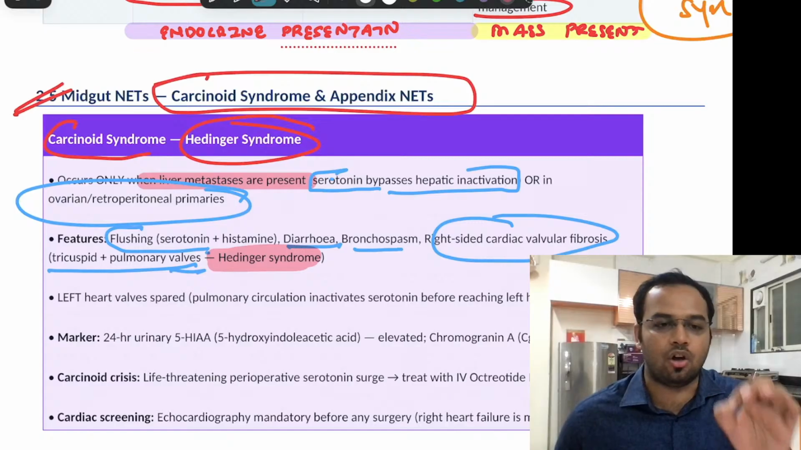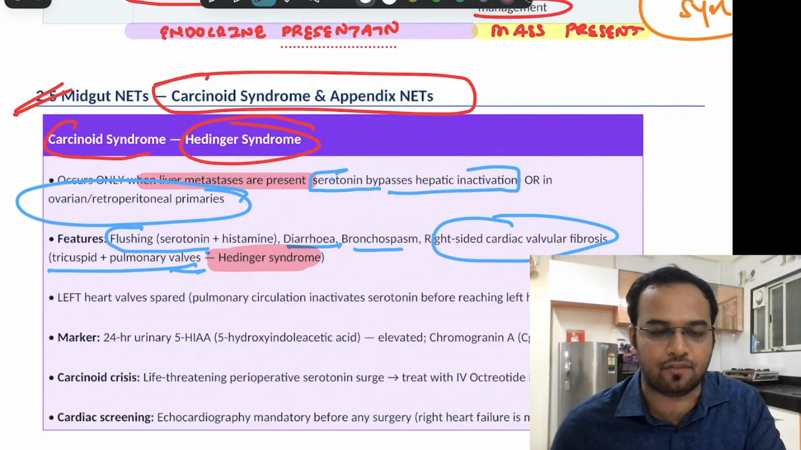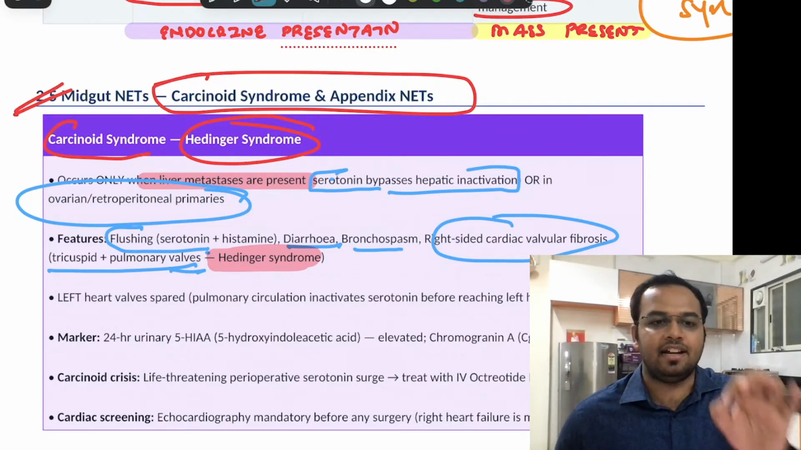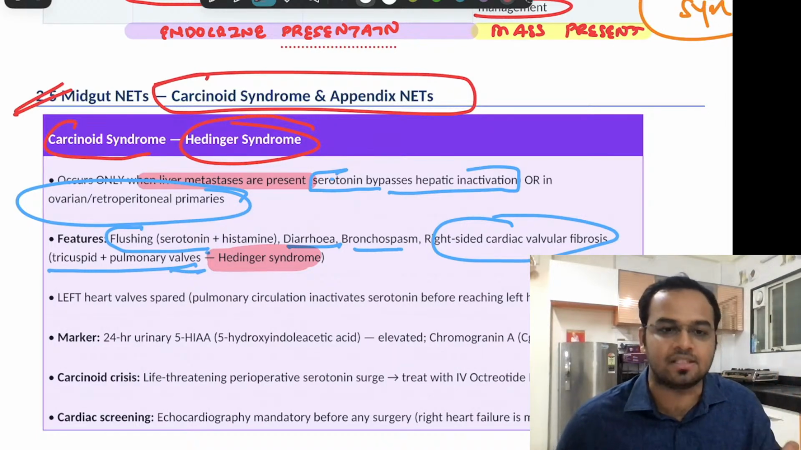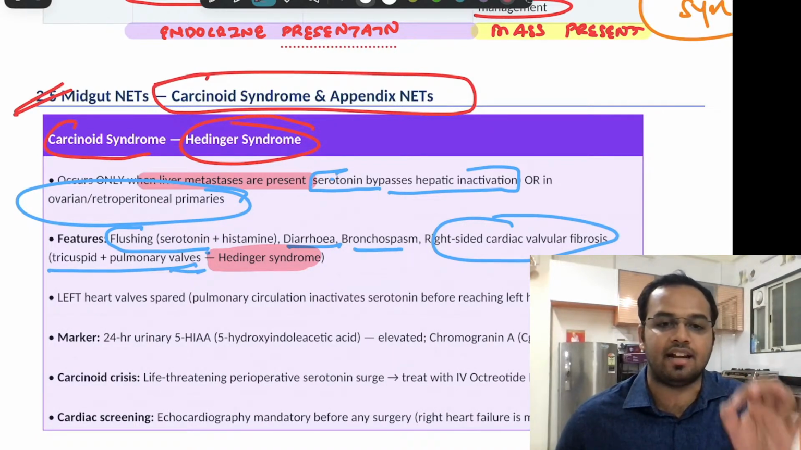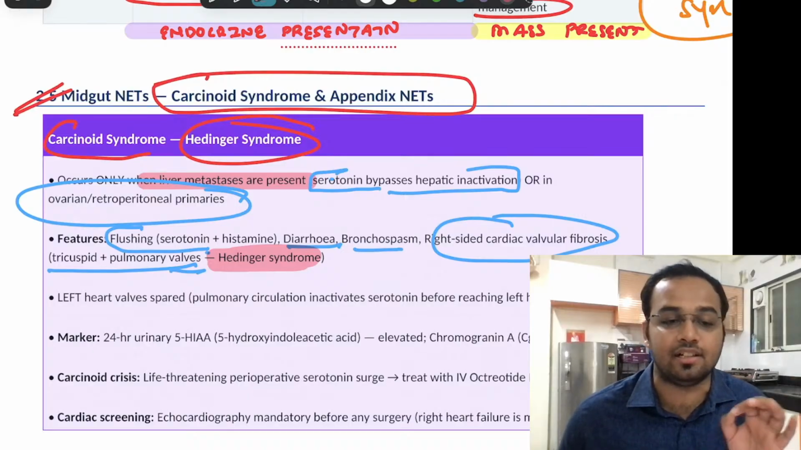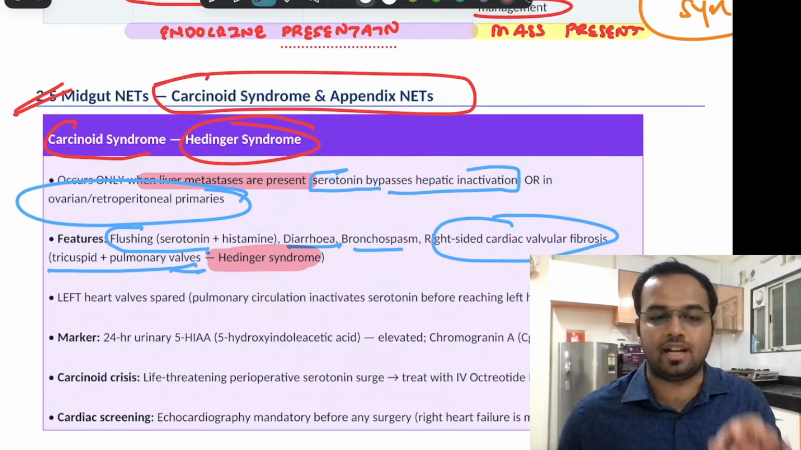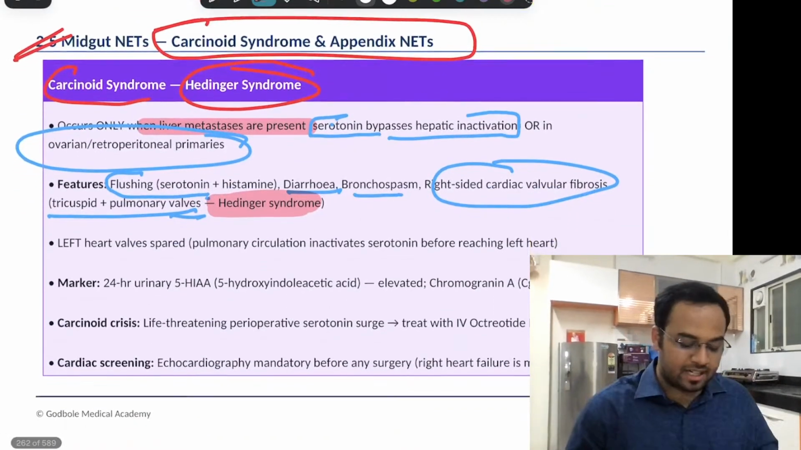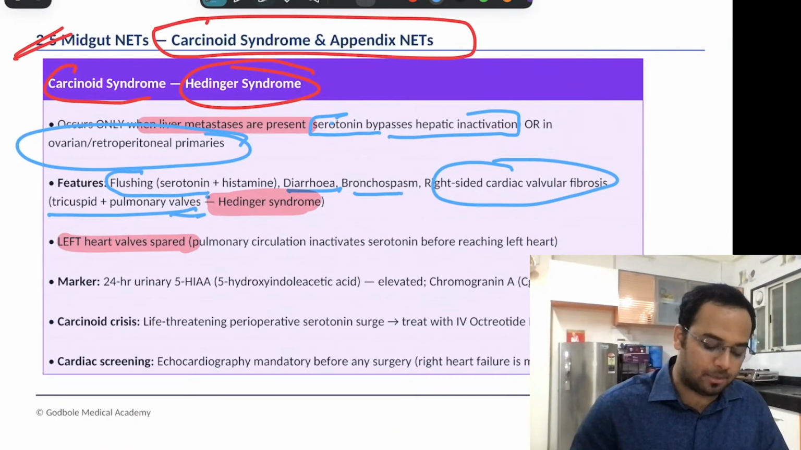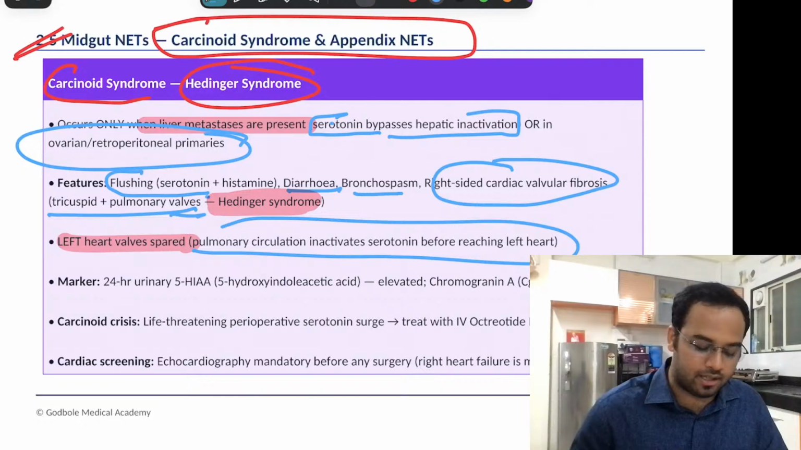Hedinger syndrome is because when there is going to be excess 5-HT3, that is serotonin in your blood, it is going to go to the right side of the heart and going to cause the fibrosis of the tricuspid and the pulmonary valves, and that is the reason the patient might have the cardiac valve fibrosis. It is called as a Hedinger syndrome, and it is very much important MCQ when it is going to come to your NEET PG or NEET SS exams. Left-sided valves are spared. It is because the pulmonary circulation inactivates serotonin before reaching to the left heart.